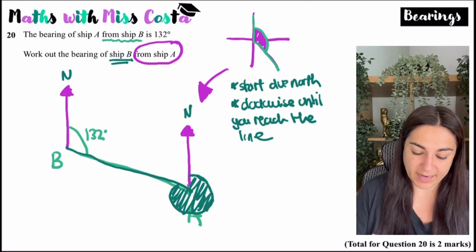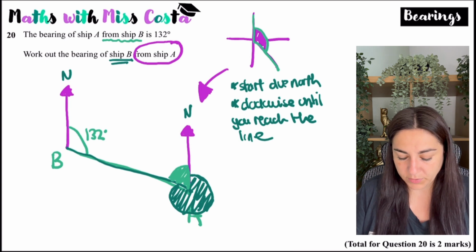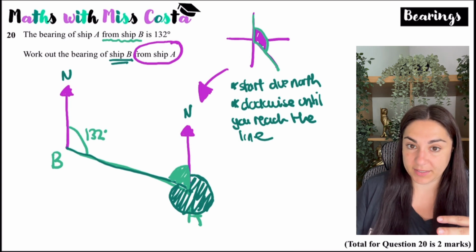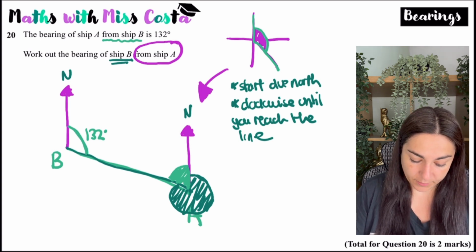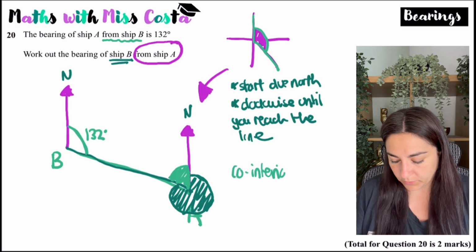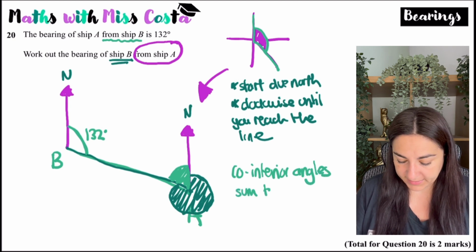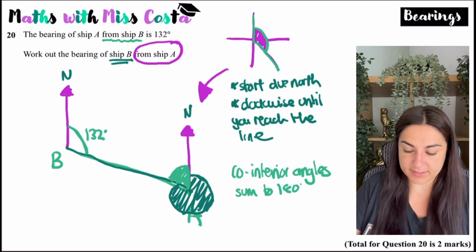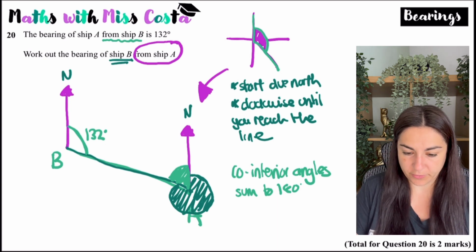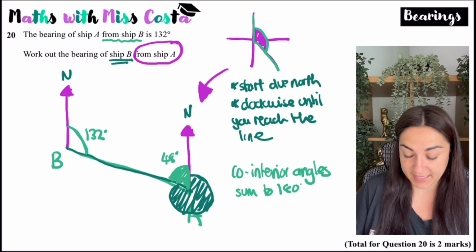And that's where people get confused a lot of the time, because they just work out this angle here. Now this angle here is going to actually be very important to us, because we can use the knowledge of parallel lines to help us. So I know that this angle and this angle are what you'd call co-interior angles. So therefore they must sum to 180. So what I'd do is I'd do 180, take away 132, which is 48 degrees, and figure out that this little angle here is 48 degrees.